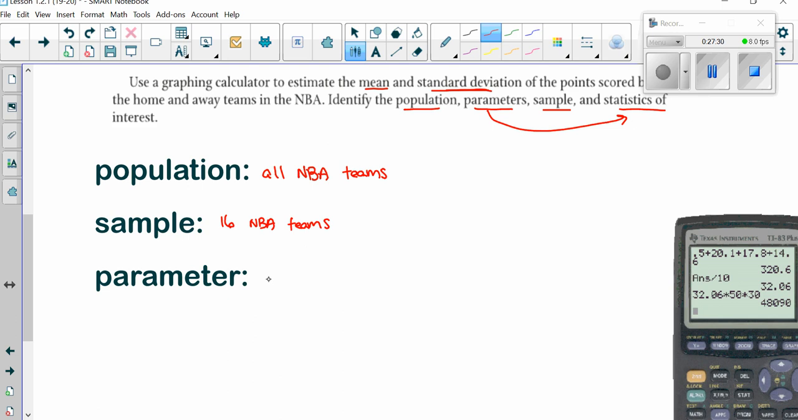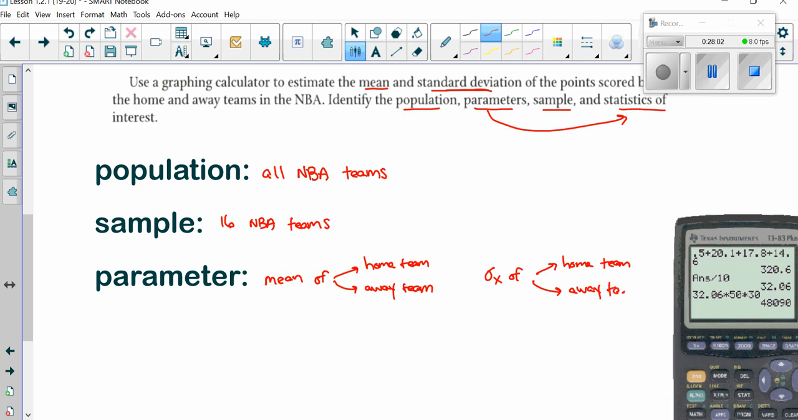So we're going to say mean of, and it's the mean of the home team, and it's the mean of the away team. And then we also want to calculate the standard deviation of the home team and of the away team.